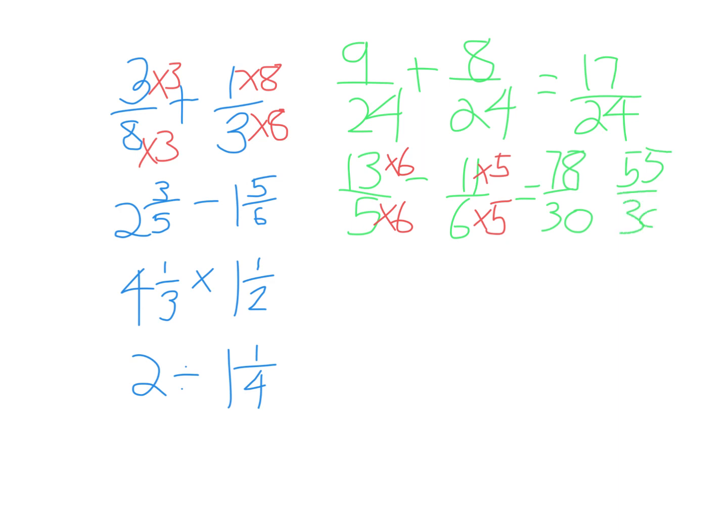When I'm subtracting fractions with the same denominator, I only operate on the top. So 23 over 30 is my final answer.